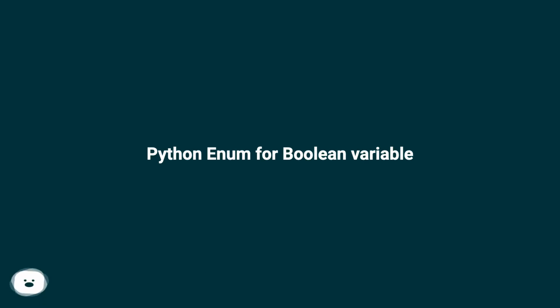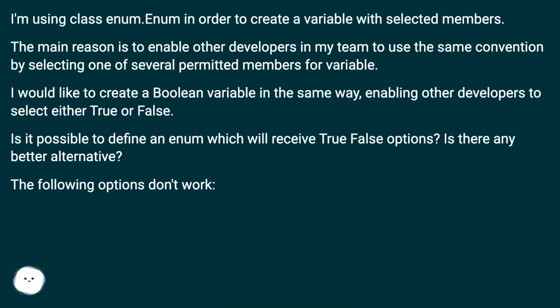Python enum for Boolean variable. I'm using class enum.Enum in order to create a variable with selected members. The main reason is to enable other developers in my team to use the same convention by selecting one of several permitted members for the variable.